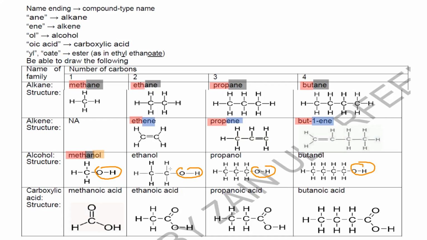Same way, the two carbon atoms, so it is eth. Because of the two carbon atoms, they have a single bond between them, it's ane, and due to the functional group, due to the OH group, it will become ol. So it is ethanol. Three carbon atoms we call prop, single bond between them we call ane, and due to the presence of OH, it becomes ol. So it is propanol.